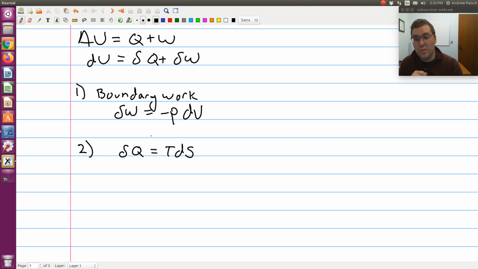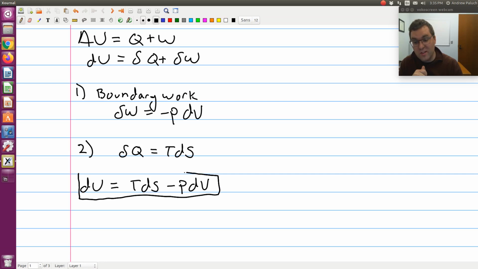So if I substitute both of these back into our first law for a closed system, we get that dU is equal to TdS minus PdV. This equation will become very important. It's often referred to as the fundamental equation of thermodynamics, or more appropriately, the combined statement of the first and second law. So you could refer to this as the fundamental equation of thermodynamics, or the combined statement of the first and second law.